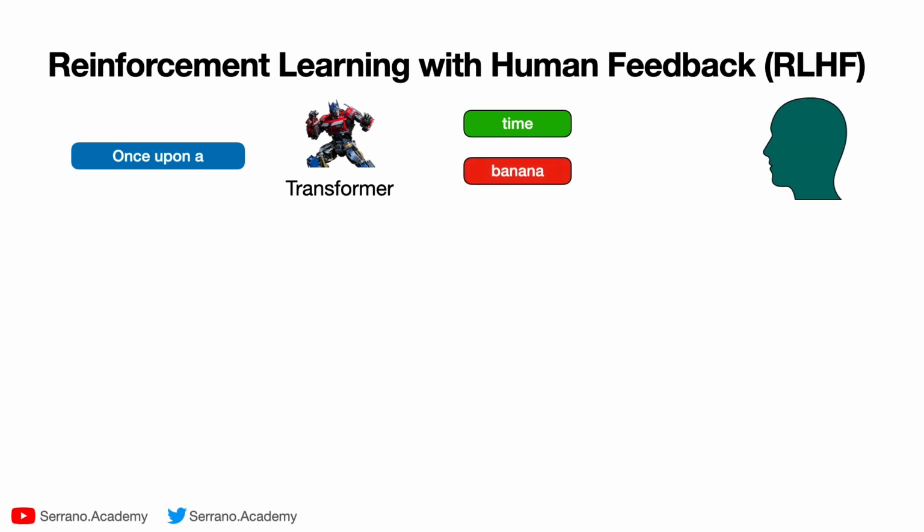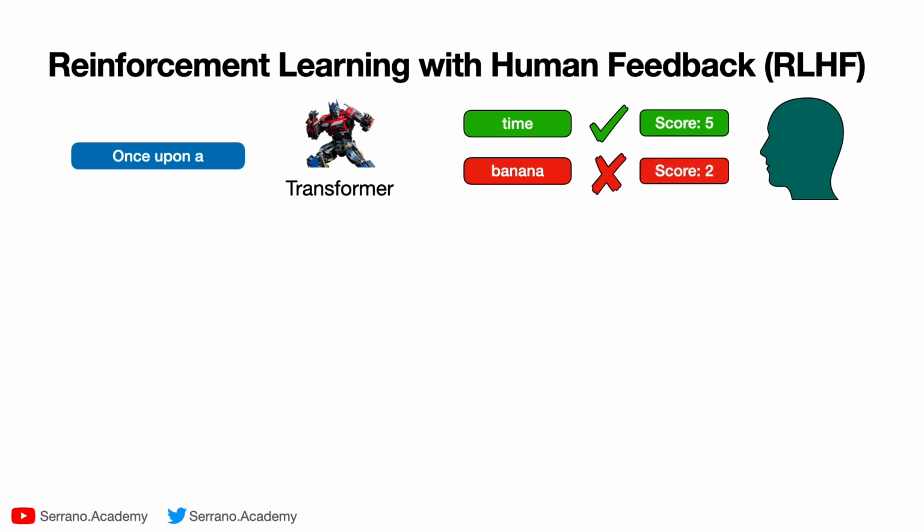And it's up to a human to decide which one is better. So a human evaluator will say, well, "time" is better because "once upon a time" is better than "once upon a banana." And actually, the human evaluator will not just say which one's better, but will give some scores. For example, let's say for the sake of argument that it gives a score of 5 to the good answer and a score of 2 to the bad answer. For the sake of this video, we're going to call scores rewards. So whenever I say reward, just imagine that that's the score that the human evaluator gave to a response.